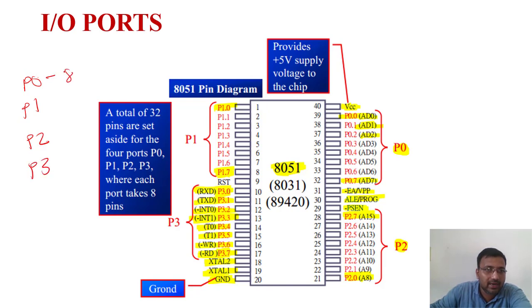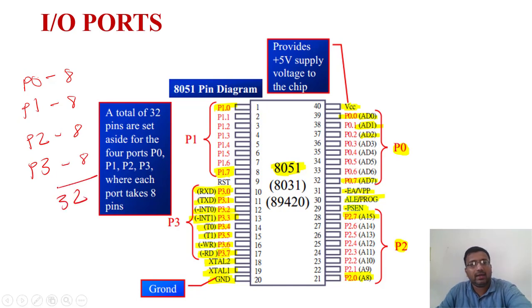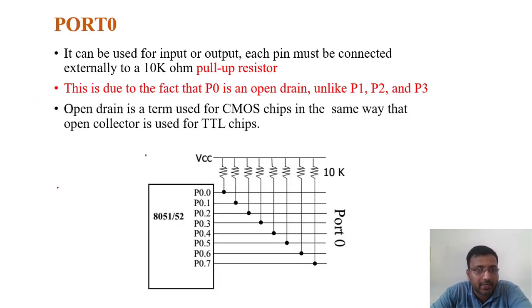So each has 8 IOs. Okay, so in total, 32 IOs are there. So at a time we can connect 32 IOs. If you want to connect more than that, then we need a multiplexer or demultiplexer. A multiplexer is required.